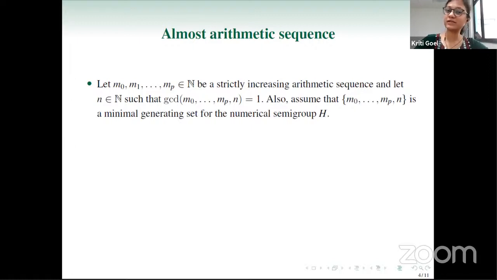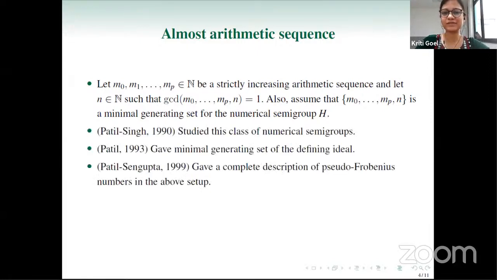To make it an almost arithmetic sequence, we add an extra natural number, which just satisfies this property that now the GCD of this entire sequence, M0 up till MP, and the new natural number we added is equal to 1. And of course, we also have to make sure that this sequence forms a minimal generating set for our numerical semigroup H. So this numerical semigroup H is what is called a numerical semigroup minimally generated by an almost arithmetic sequence. These semigroups were actually studied very deeply by Professor Patil and Professor Balwant Singh in 1990.